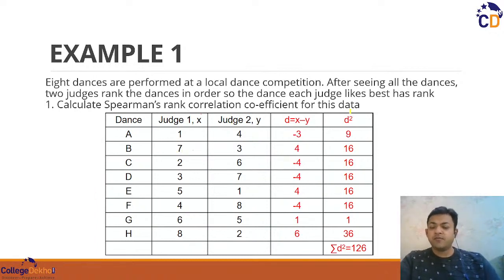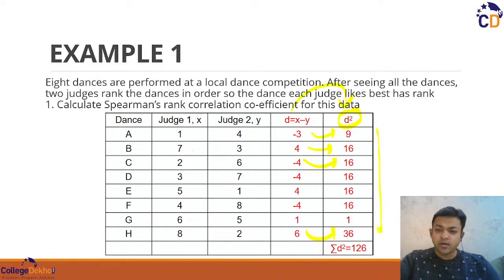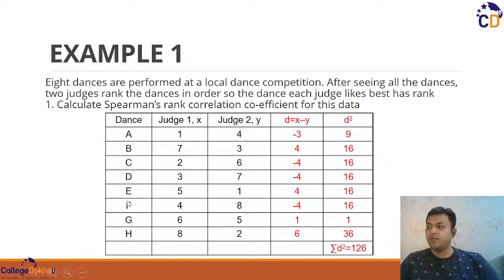Next we have the value of D square. We calculate D square by simply calculating the square of this term D. So negative 3 square becomes 9, 4 square becomes 16, negative 4 square becomes 16, and so on and so forth. 6 square becomes 36. When we find the sum total of this column, we get summation of D square equal to 126. Okay, that's the numerical value of summation D square. Feel free to ask me if you have any doubt so far.